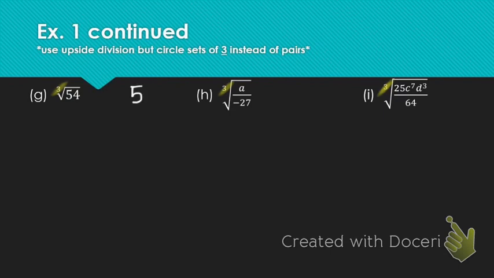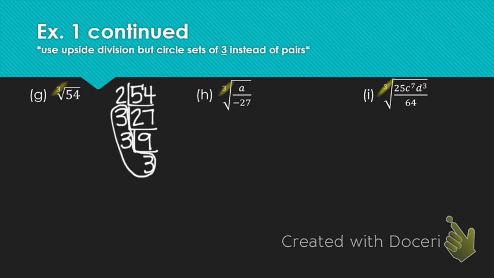What prime number goes into 54? 2. Now, 2 goes into 5 twice, with 1 left over, 2 goes into 14 7 times. What prime number goes into 27? 3. How many times? What prime number goes into 9? 3. How many times? 3. 3. Now, sets of 3, because the root is 3. Do we have any sets of 3? Yes, we have 3 3s. So once again, we circle the set, and the set becomes just one of that number. So 3 comes out from underneath the radical.